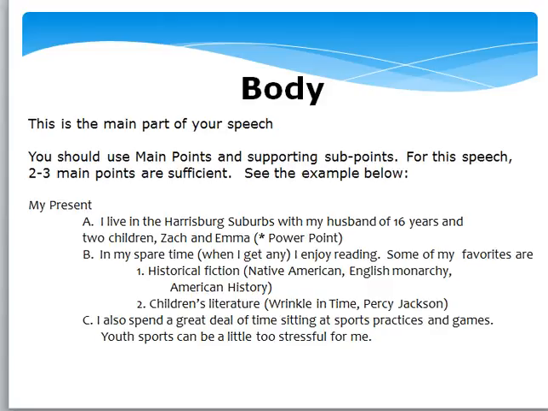For this speech, 2 to 3 main points are sufficient. If you choose to use a past, present, and future organizational pattern, you would have 3 main points, but you do not have to use that particular pattern. You could choose to have 2 main points, talking maybe about 2 things about yourself that you would like to share with the class. Here I just have a brief example of my introductory speech outline, and again you can find the full outline on D2L. You would want to use transition statements in between your main points to help guide your audience through your speech.